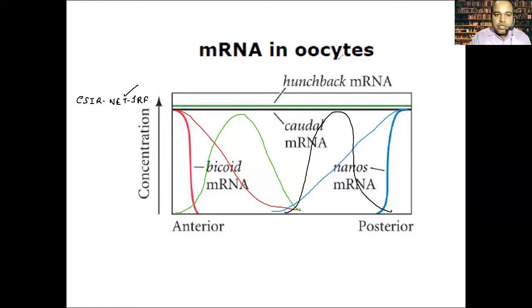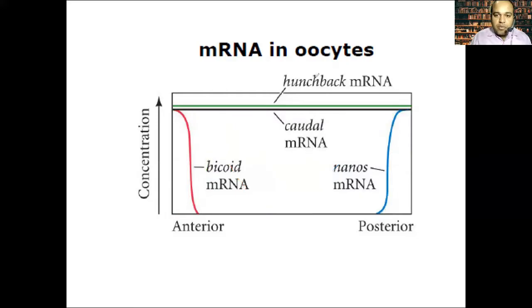Now see, dear students, what we find here is how the expression of the hunchback and caudal proteins, as well as the bicoid and nanos proteins, varies. Firstly, we must talk about the mRNA molecules. You can look here, the hunchback and caudal mRNA are expressed throughout the egg cytoplasm at a particular level.